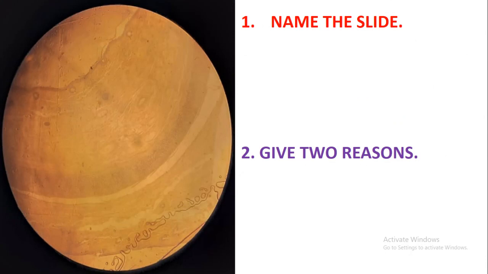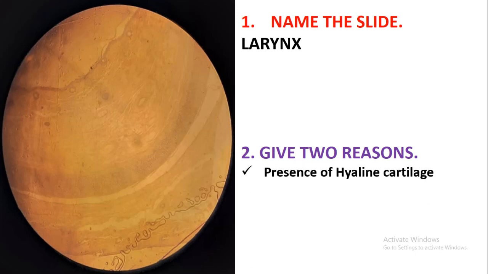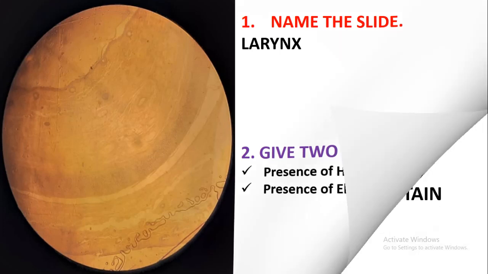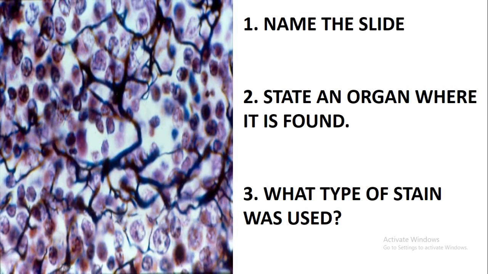The next question is: name the slide. This slide is just the larynx. When you talk of the larynx, the reasons you can give are, one, the presence of hyaline cartilage and also the presence of elastic cartilage. You can also look at the type of epithelium, which is the pseudostratified columnar epithelium. Let's quickly move on and look at the next slide.